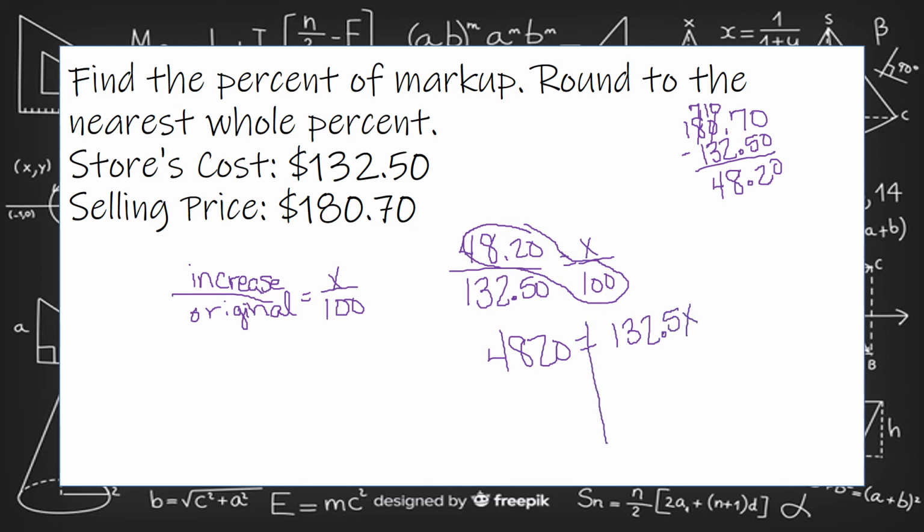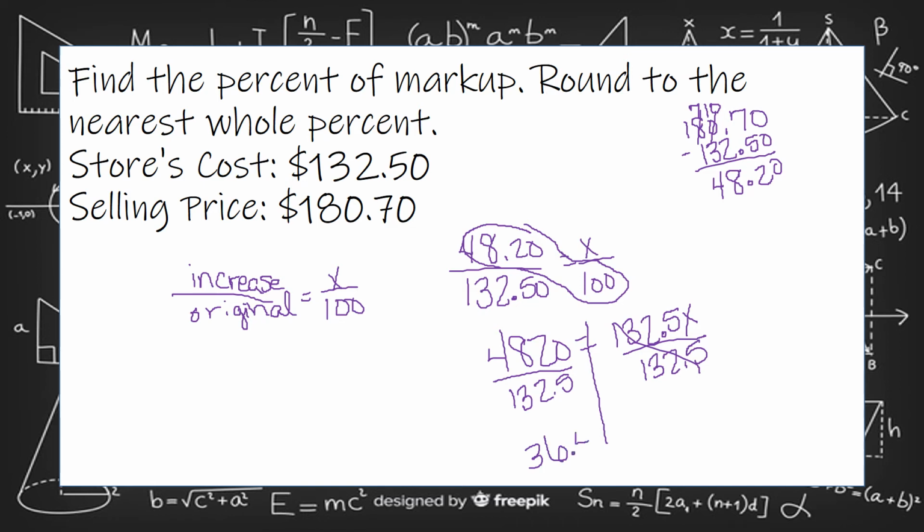Draw your line down the middle. We're going to divide both sides by 132.50 because it's being squished up next to x, which means it's multiplied. And we need to undo that. So the only way to undo it is to go backwards and do the opposite. So we're going to divide both sides. You can use your handy dandy calculator to divide.